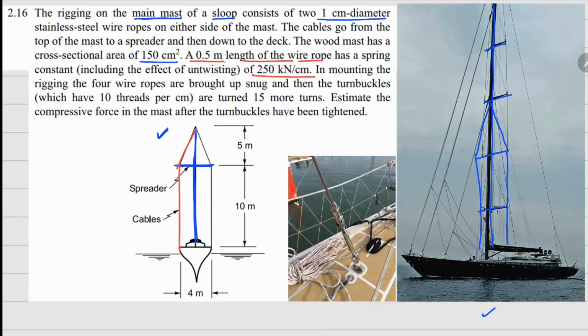So in the process of mounting this whole thing, first we brought it up, and then we use these turnbuckles. What are these turnbuckles? These are small devices that are attached to these cables, and the role of these devices is to adjust the tension or the length of these cables. For these turnbuckles, every time you make 10 turns, it's going to move by 1 centimeter, and we are moving it by 15 turns, so basically we are moving it by 1.5 centimeters.